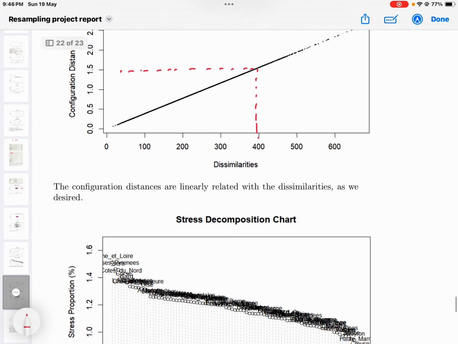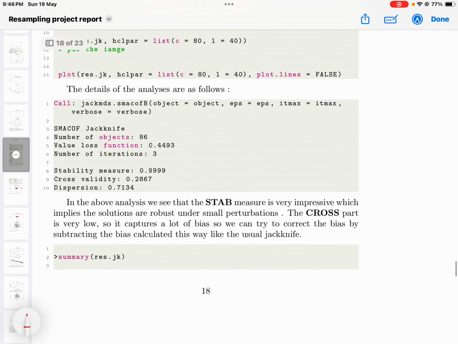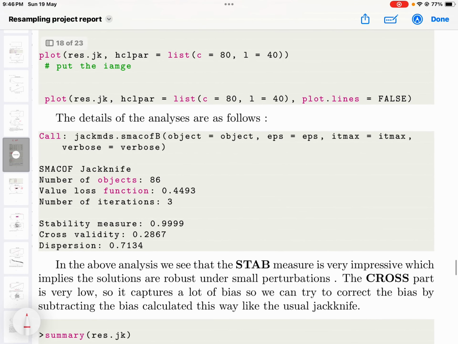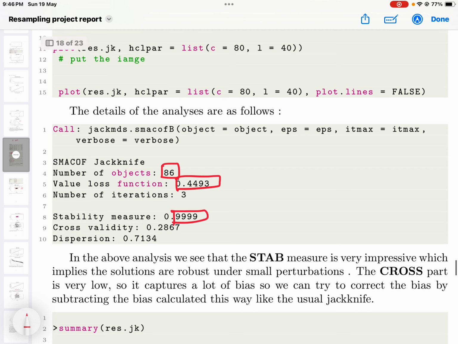And for the summary of the data, we see that there are 86 objects in total, the value of the loss function is 0.4493 and the stability measure is 0.99. This means that the jackknife solution is very stable. It does not change rapidly for small perturbations.